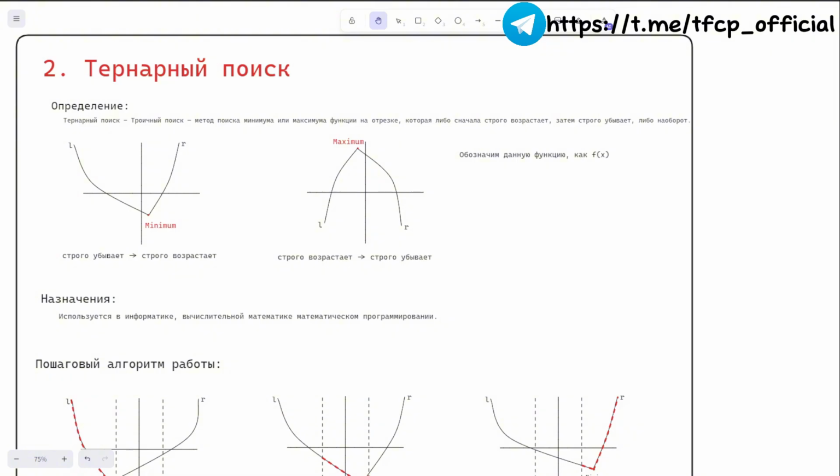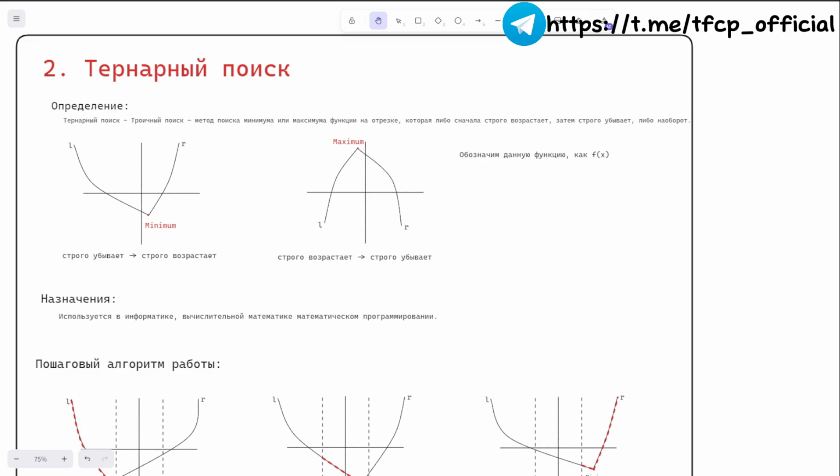Ternary search is a method for finding the minimum or maximum of a function on a segment which either strictly increases first and then strictly decreases or vice versa. Here you can see two examples. In the first case, the function first strictly decreases, then strictly increases. We can find the minimum of the given function. In the second case, it first increases, then decreases. We can find the maximum of the given function.